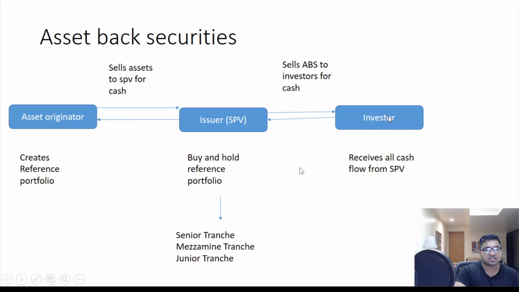Once again, asset-backed securities are a way of selling loans to investors, and a way for investors to get exposure to banking loans. An asset originator creates a portfolio out of banking loans. They sell it to a special purpose vehicle, the issuer, who then creates tranches from those loans: the senior tranche with the highest priority and lowest risk, the mezzanine tranche, and the junior tranche. Then they sell these tranches to investors. Investors who buy ABS get access to the principal and interest payments that the original loans pay.